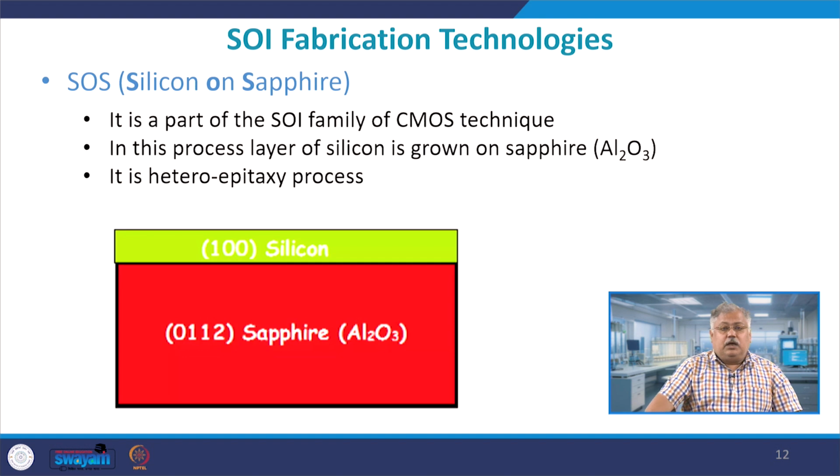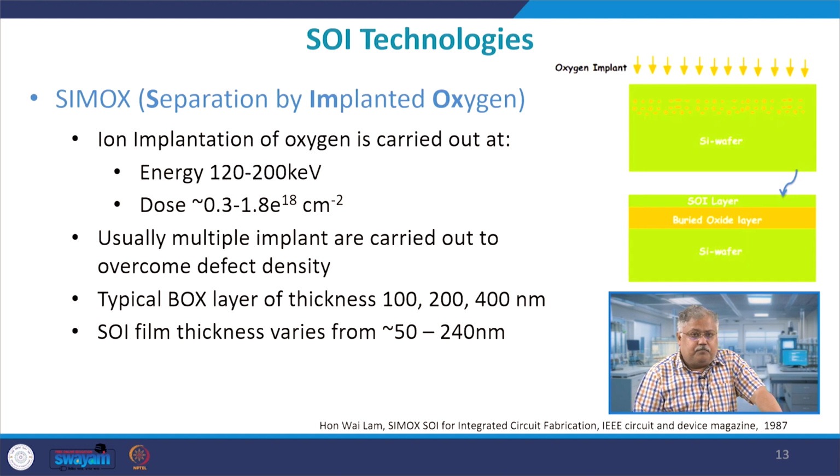Now, let us come to silicon on sapphire, SOS, just to give you an idea. So, you prepare a sapphire with a 112 plane, and over that you put a 100 silicon plane, right. So silicon is grown over the sapphire. Sapphire is typically aluminum oxide, over which you try to grow silicon, right. This is known as a heteroepitaxy process, and it becomes a part of the CMOS technique in the SOI family.